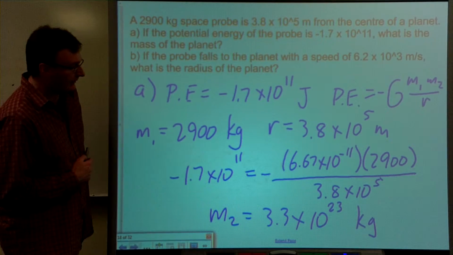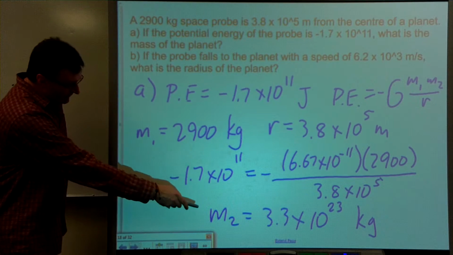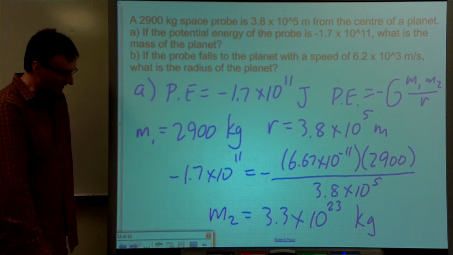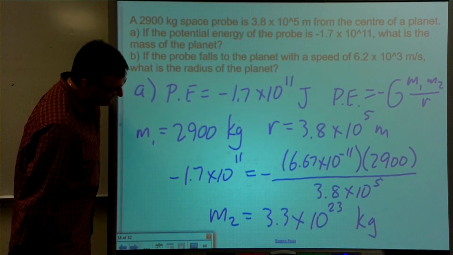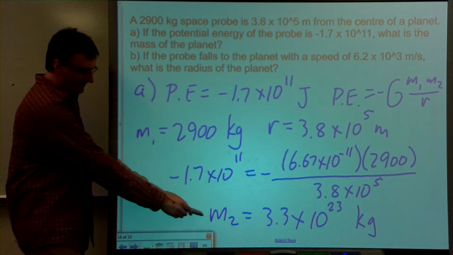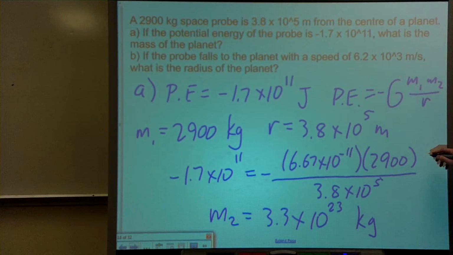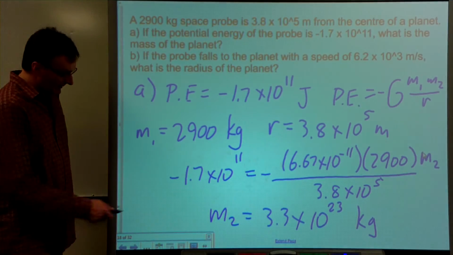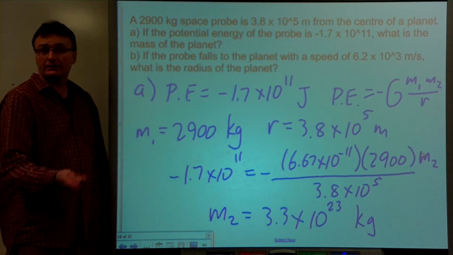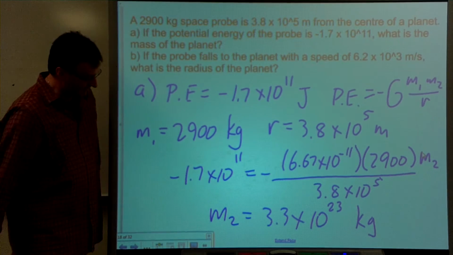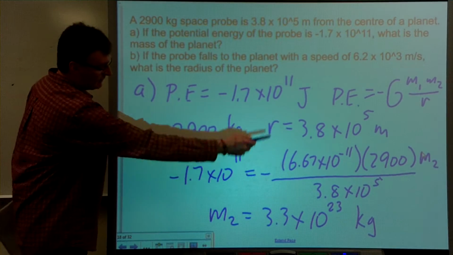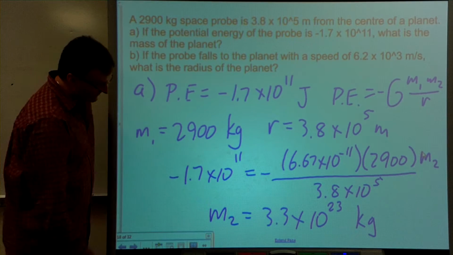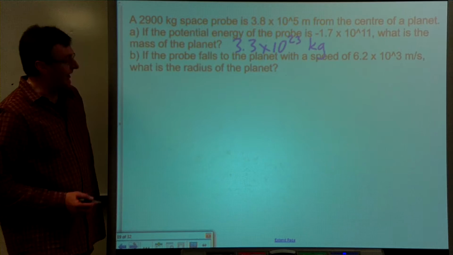And if we put all of our numbers in and punch it into our calculators correctly, we should get 3.3 times 10 to the 23rd kilograms for the mass of that particular planet. I'll just put M2 again over here so I don't forget later. Alright, so fairly simple, straightforward kind of a question, and that gets us our answer. The only thing we didn't know was M2. So M2 is the mass of the planet, and again it's 3.3 times 10 to the 23rd kilograms.